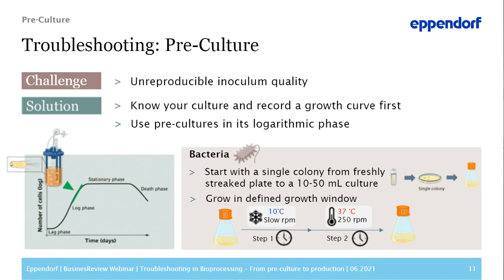It's also good to use defined growth windows. Schedule your growth to harvest at the same OD, and check with your shaker if there is a programming function. Some shakers have this. Then you can program the temperature for growing at 37 degrees, and in the end or in the beginning a cooling phase to preserve the culture and stop them from growing.